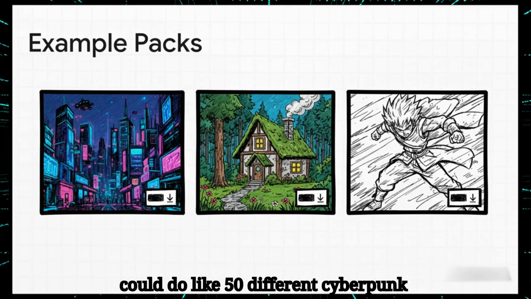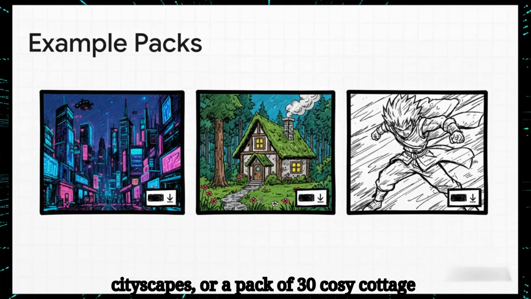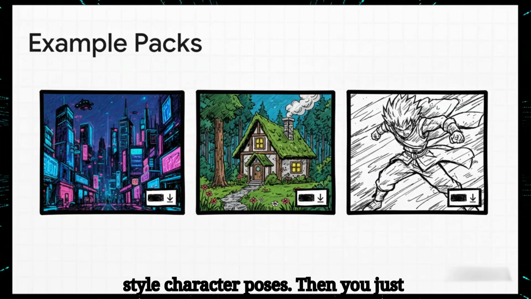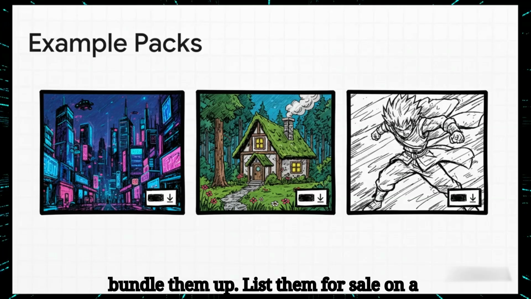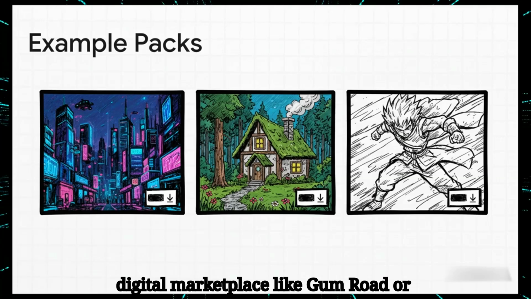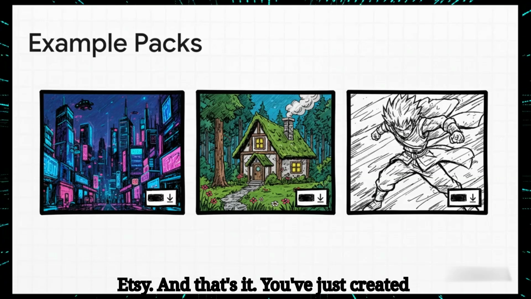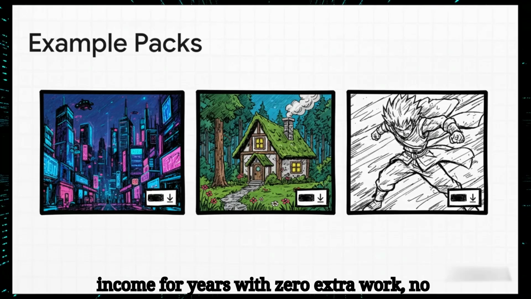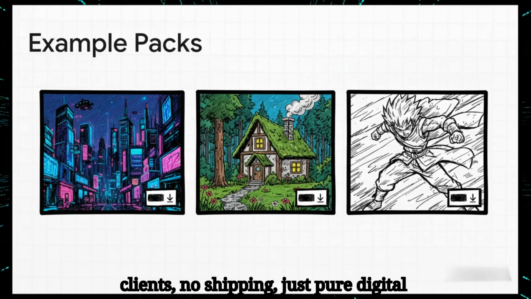You could do like 50 different cyberpunk cityscapes, or a pack of 30 cozy cottage interiors, or maybe a whole set of anime-style character poses. Then you just bundle them up, list them for sale on a digital marketplace like Gumroad or Etsy, and that's it. You've just created a digital asset that can keep generating income for years with zero extra work. No clients, no shipping, just pure digital profit.